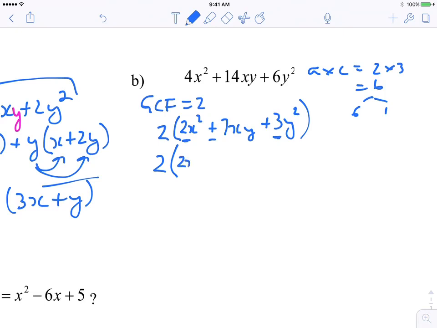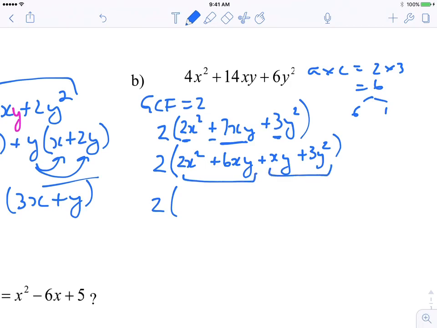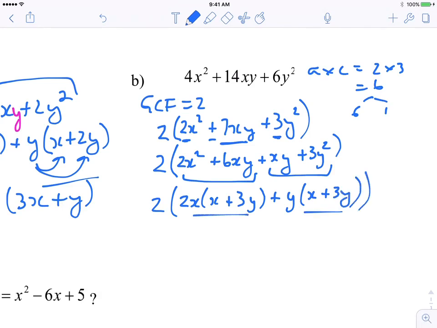So in this case, we'll write 2x squared, and we're breaking down this middle term. We're going to use positive 6xy, don't forget the y, plus xy plus 3y squared. Now, factoring by grouping, the greatest common factor between 2x squared and 6xy is 2x. Again, times x plus 2x times 3y will get me 6xy. And here we're taking out a y, and we're going to multiply by x plus 3y. You take a look and you say, oh yeah, I got the same binomial.